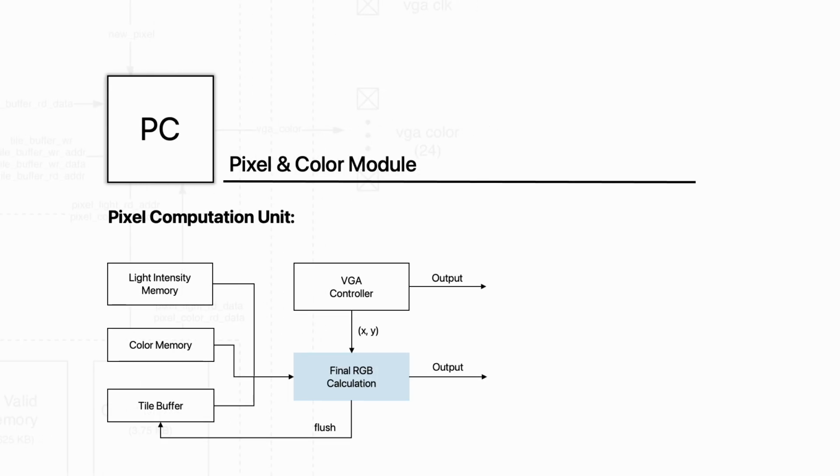The final stage of the pipeline is the actual RGB color computation. Using information from light intensity memory, color memory, and tile buffer, the PC module can calculate the exact 24-bit color for each pixel. It also synchronizes with the VGA controller and drives the output bus.